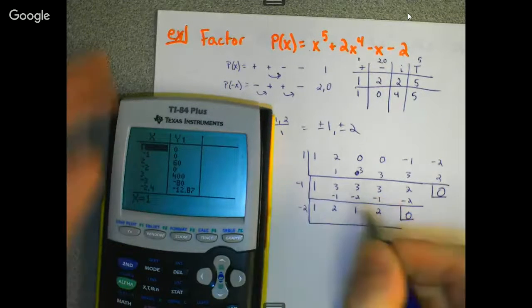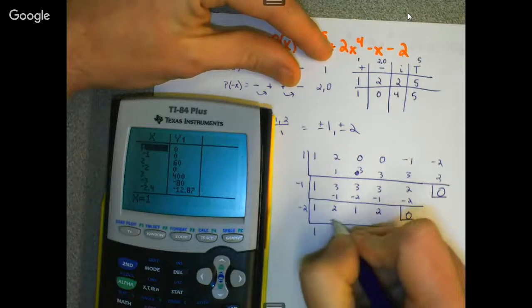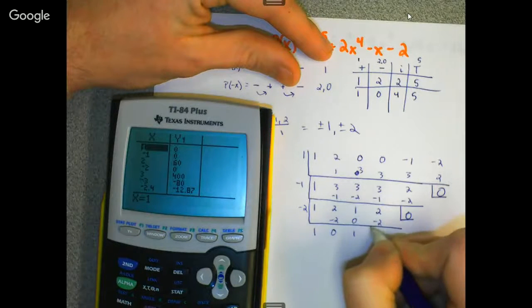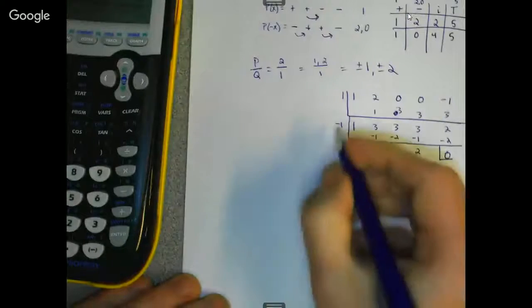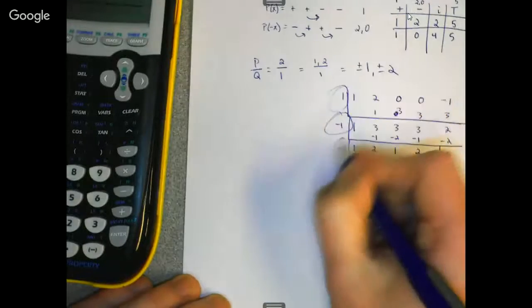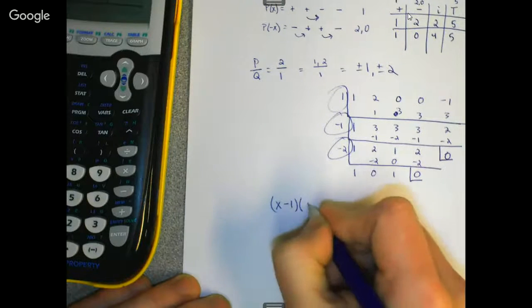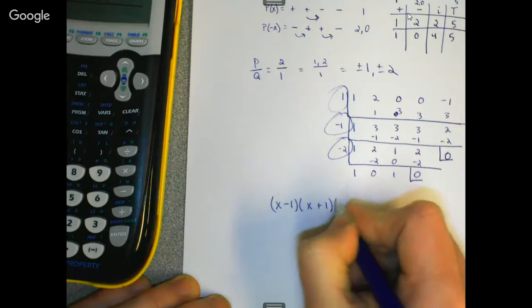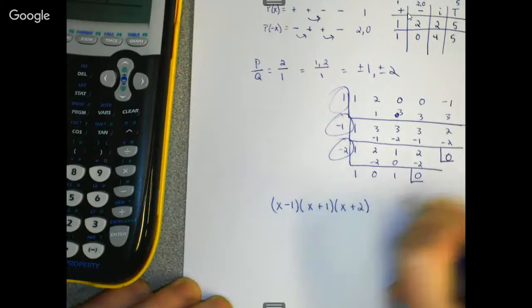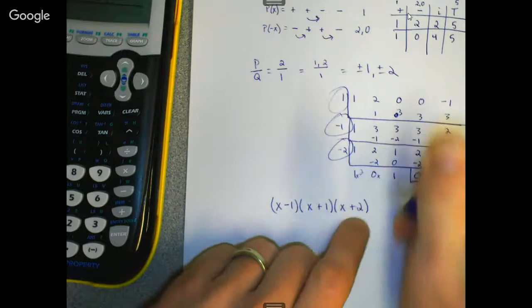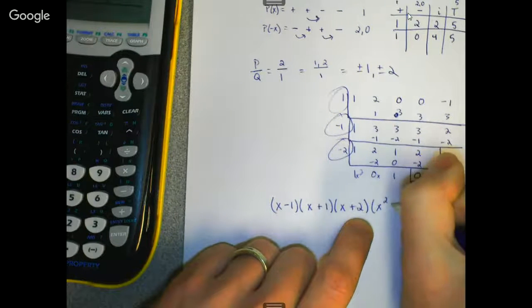Minus 2. So that's a 1, minus 2, 0, 0, 1, minus 2, 0. Okay, so let's see what we got here. We've got these factors right here: x minus 1, x plus 1, x plus 2, and what was left here? This was constant x squared. X squared plus 1.